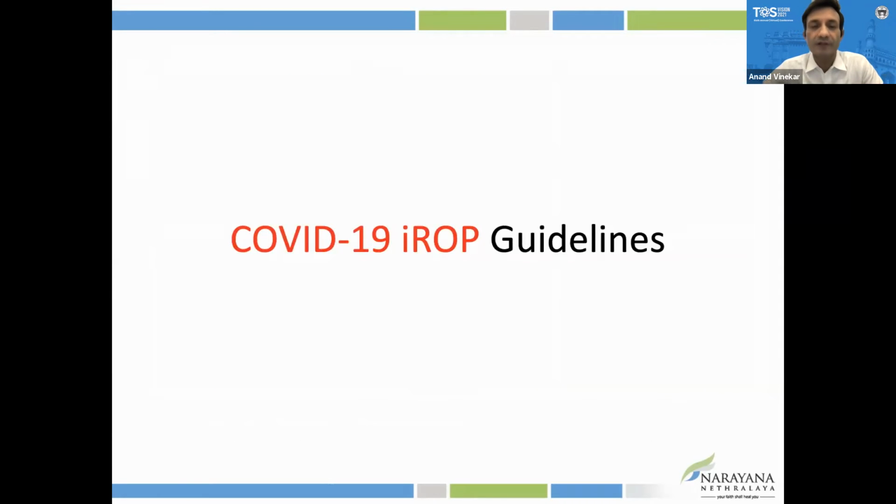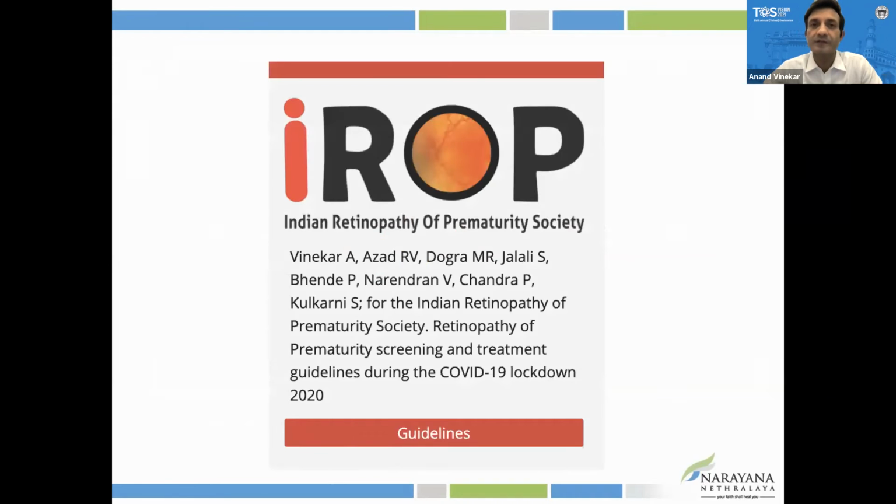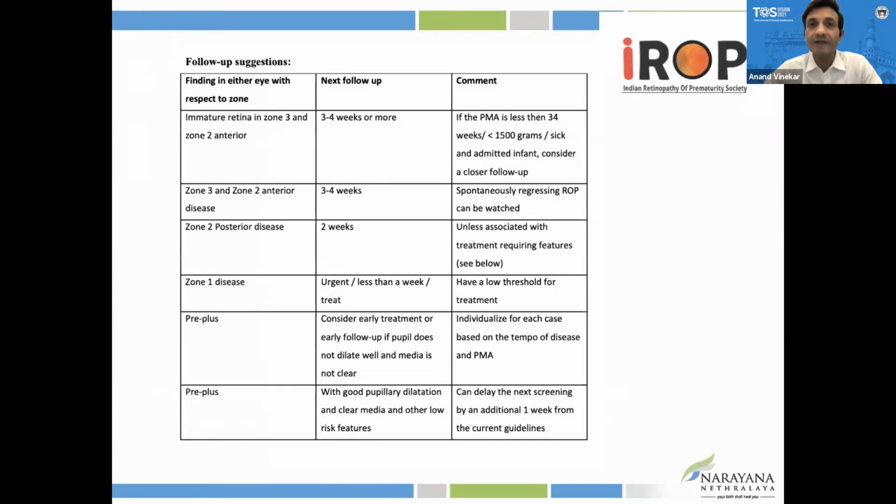I'm going to end with the COVID-19 IROP guidelines. The Indian ROP Society came out with these guidelines and published them online on our website, and now it's a peer review publication. I'm just going to summarize that. Of course, you're welcome to look at the website now. Follow-up has changed, especially in the pandemic where we are not sure of their coming back on time. One can delay the number of visits or reduce the frequency of visits based on what we see.